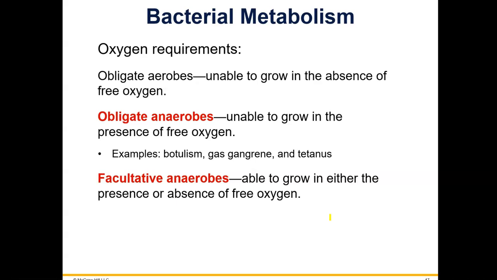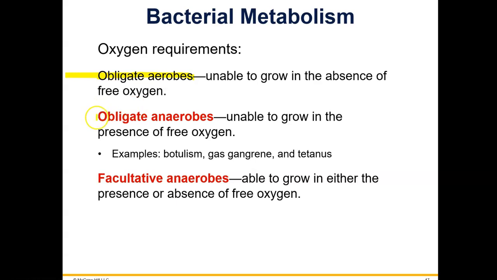And before we get to the 4 different types of feeding, we are going to talk about whether or not they require oxygen. So if they must have oxygen and can't grow in the absence of oxygen, they are obligate aerobes. So they're aerobes if they require oxygen and obligate if they can't grow without it. Humans are obligate aerobes. We must have oxygen to survive. So if a bacterium is an obligate aerobe, it must have oxygen to survive.